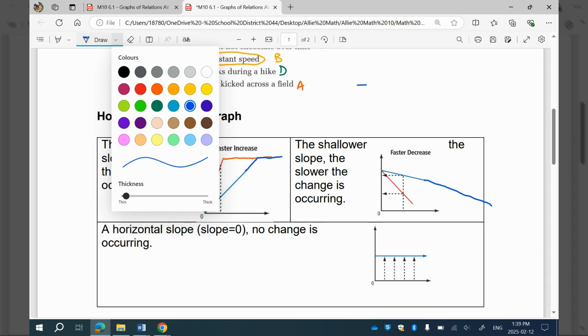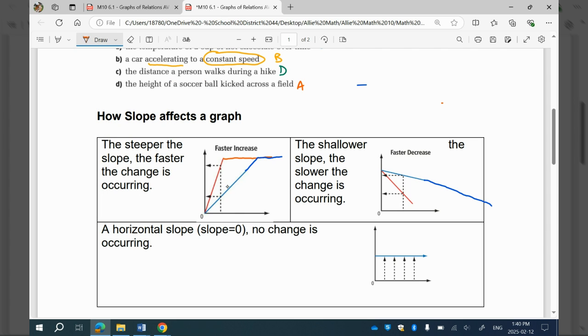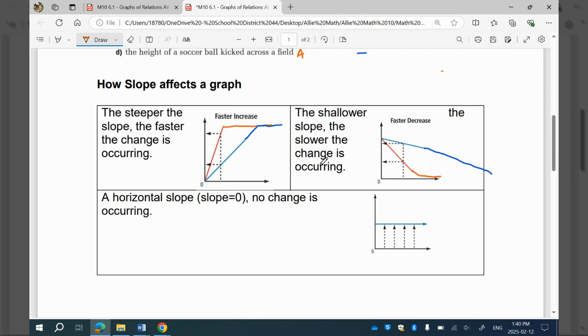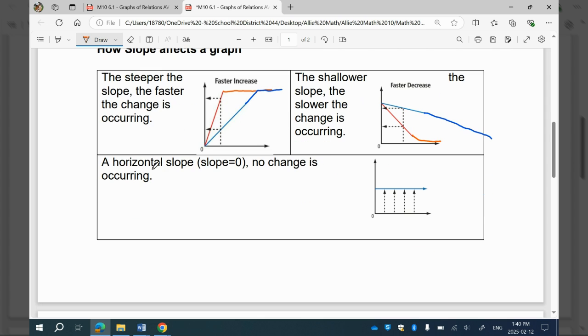And then this one might just be in a regular mug. It cools quite quickly until it's cold. So the shallower the slope, this is a less steep slope, this is a steeper slope, the slower the change is occurring. And if we have no slope, the slope equals 0, a horizontal slope, no change is occurring.